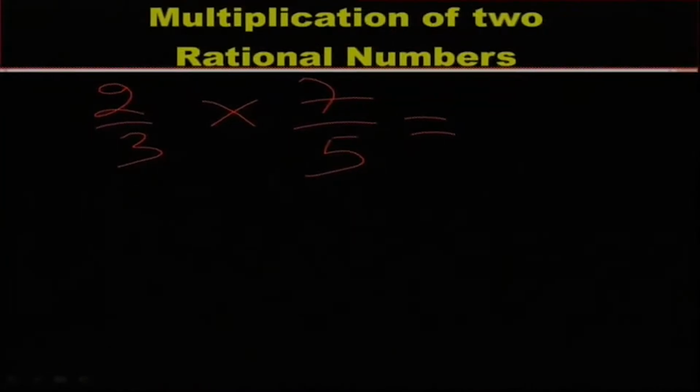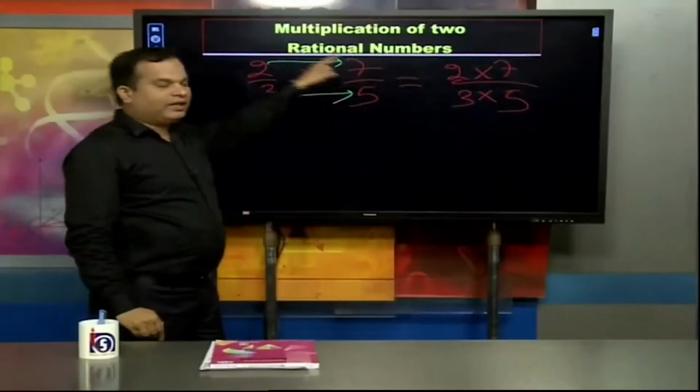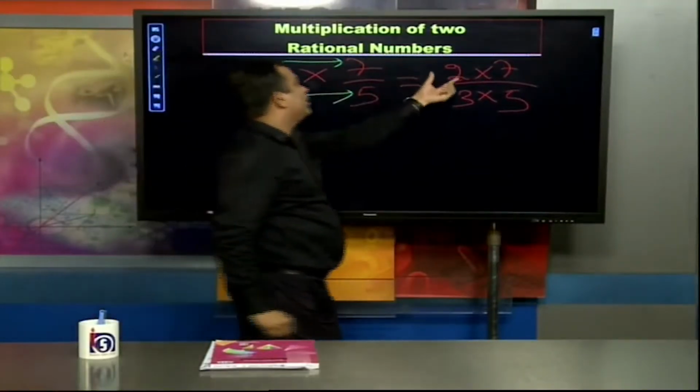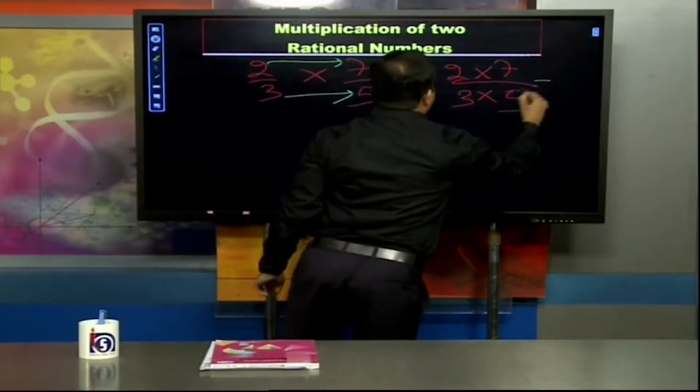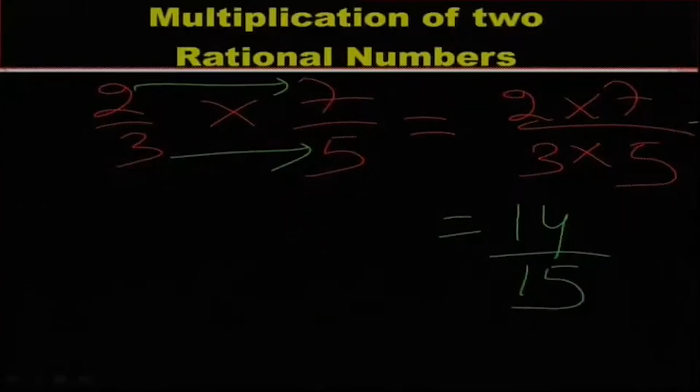What will be the multiplication? 2 into 7 divided by 3 into 5. Simply, what we are doing, 2 multiply with 7, 3 multiply with 5. Means numerator multiply with numerator, denominator multiply with denominator. Then you will find out the value. 2 into 7 you will get 14. Again I can write that value as 14 divided by 15. Okay, so this is the way of multiplication.